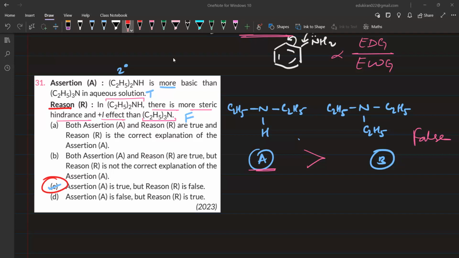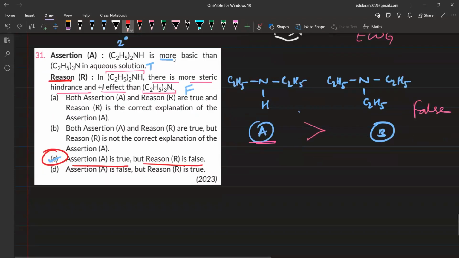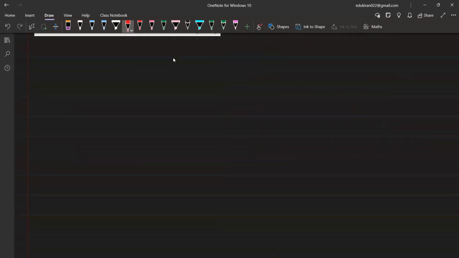How did we conclude? देखिए, assertion को हमने true रखा, reason को हमने false रखा, और C option में assertion is true but reason is false. Got it? ठीक है. चलिए, moving on.